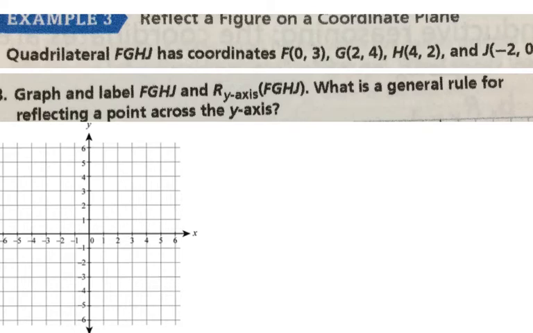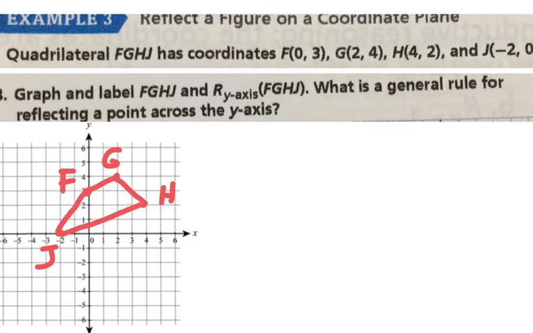So let's draw our figure out. So I've got 0, 3 here. This is F. 2, 4. This is G. 4, 2 is H. And negative 2, 0 is J. Okay, so I connect them all.